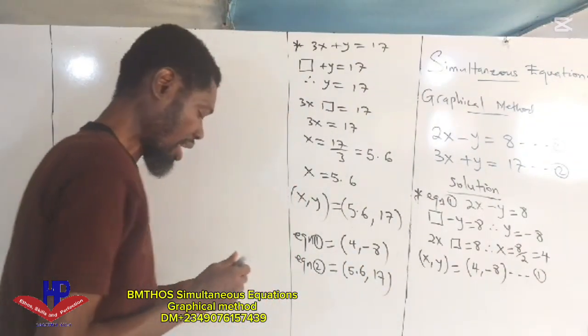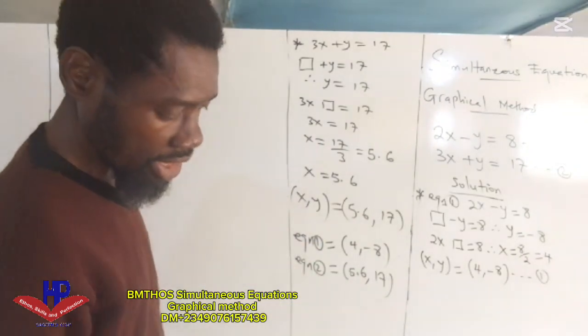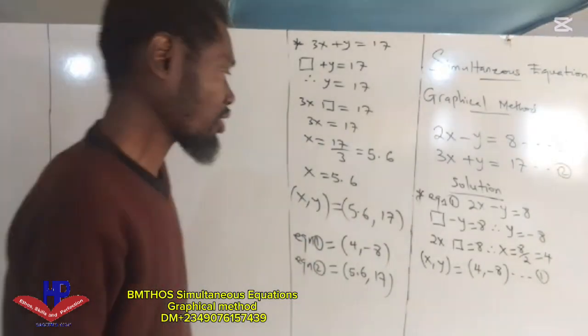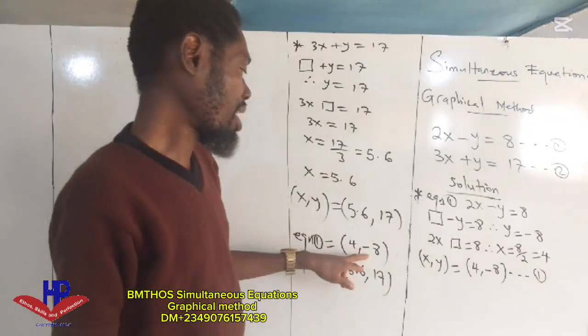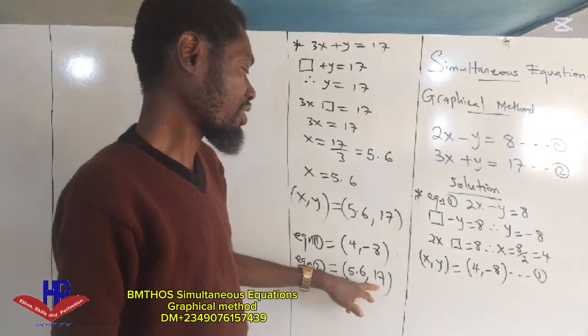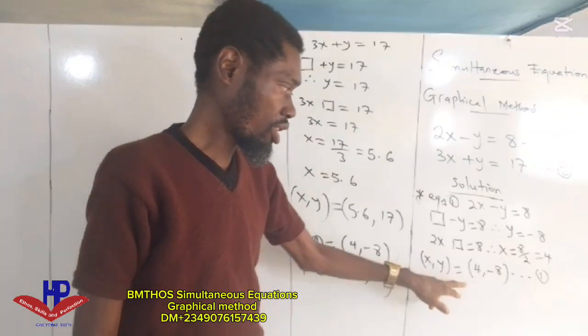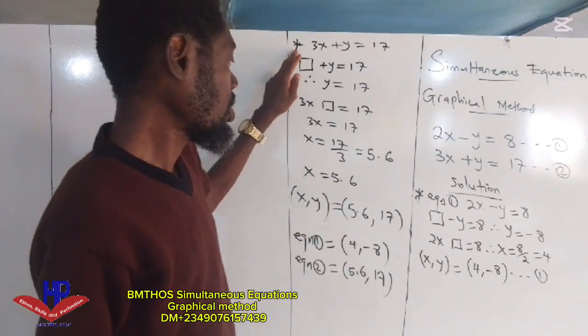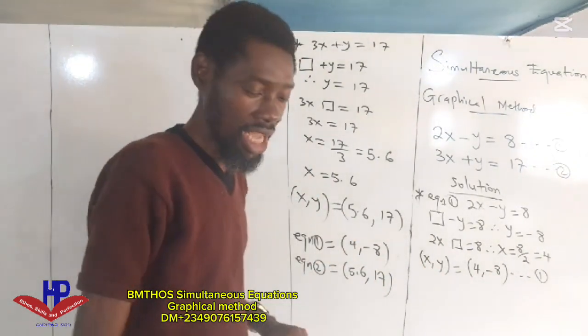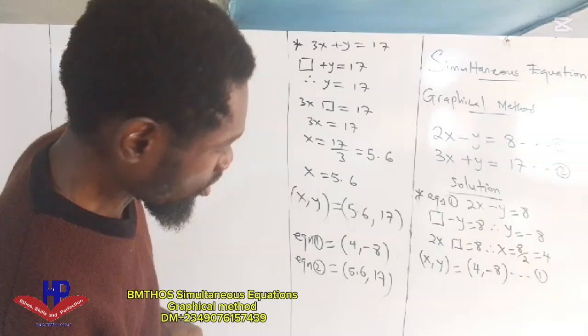We're going to put these coordinates in our graph now, please. I want to believe you understood how we got 4 and minus 8, 5.6 and 17 from equation 1 and equation 2. Here's equation 1 that we got the coordinates from, and here's equation 2 that we got the coordinates from. So I want to put that in our graph right now. So I'm going to draw a graph.